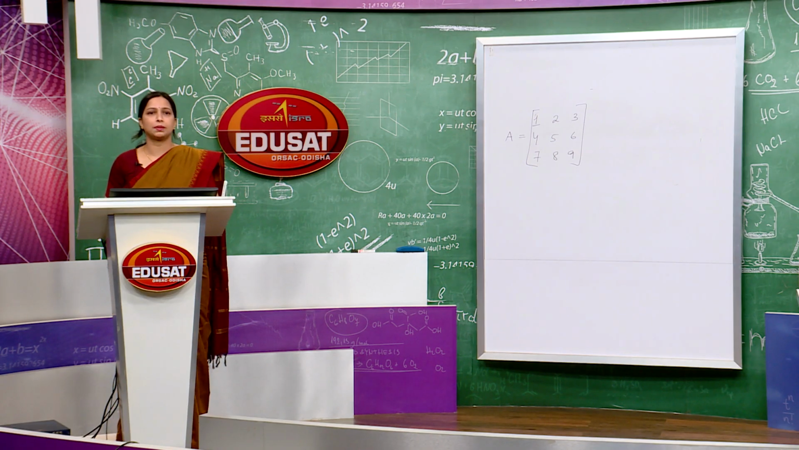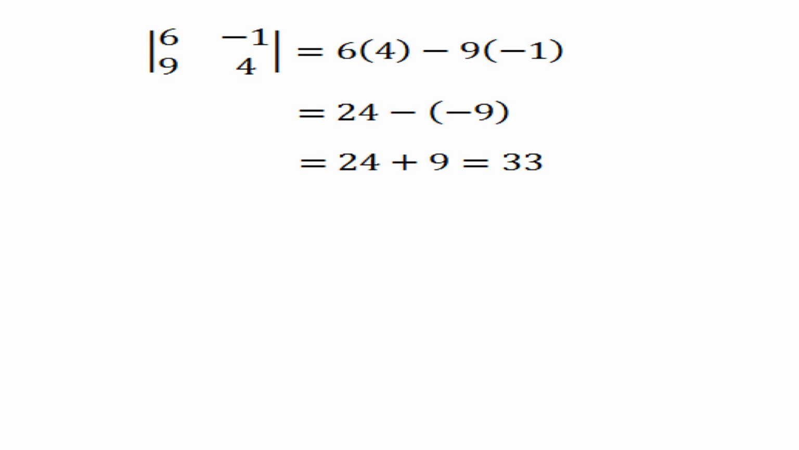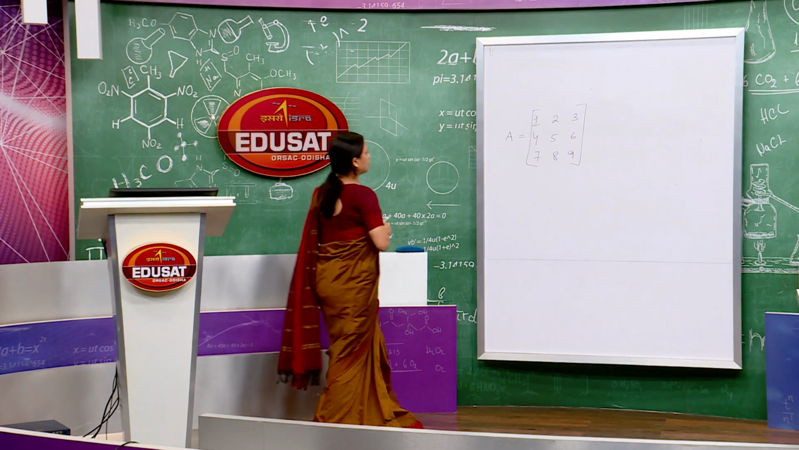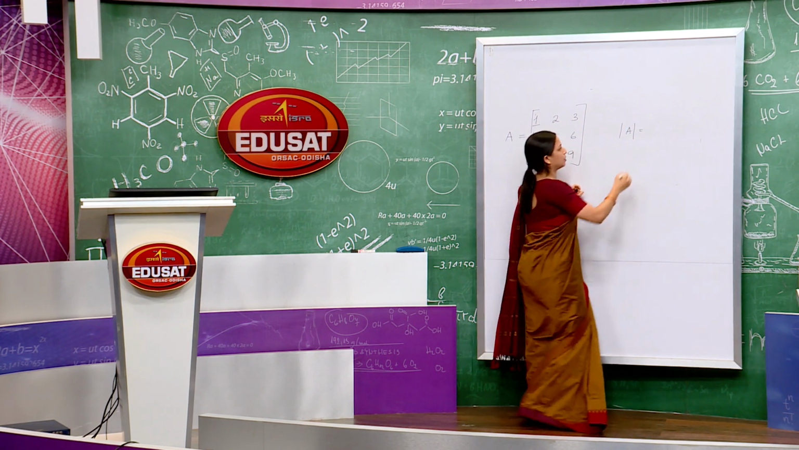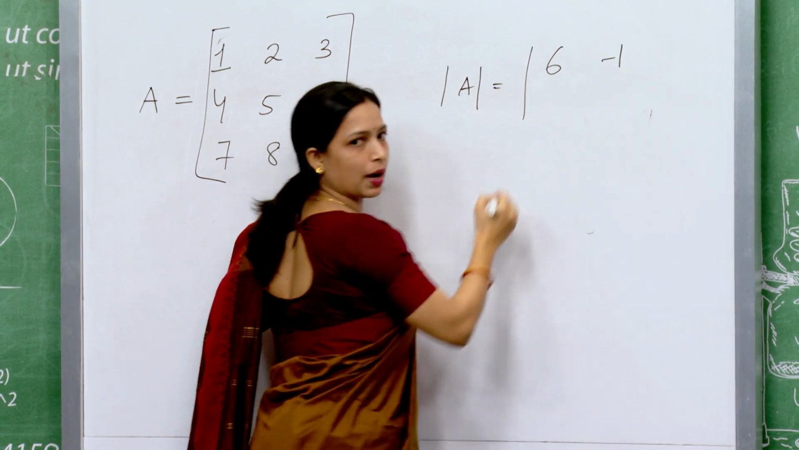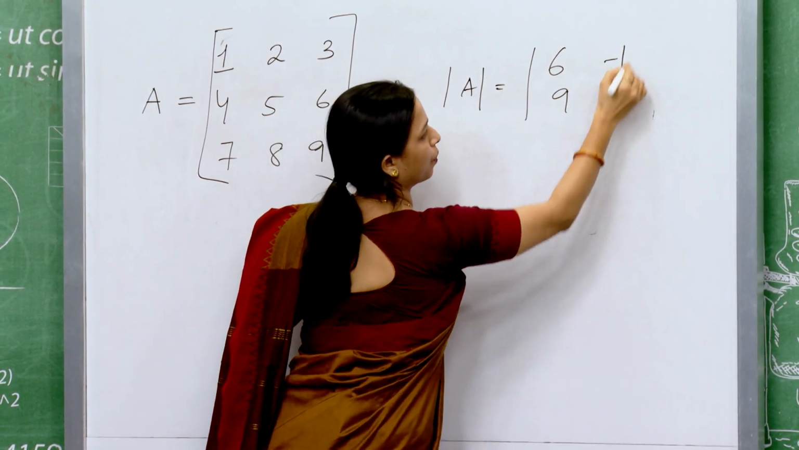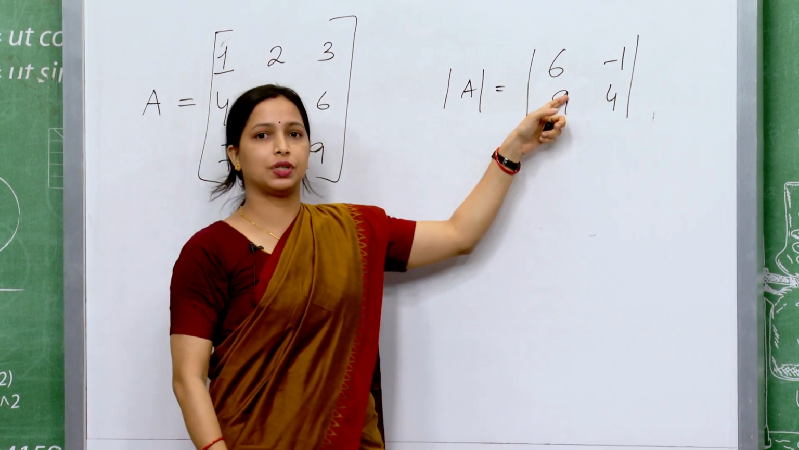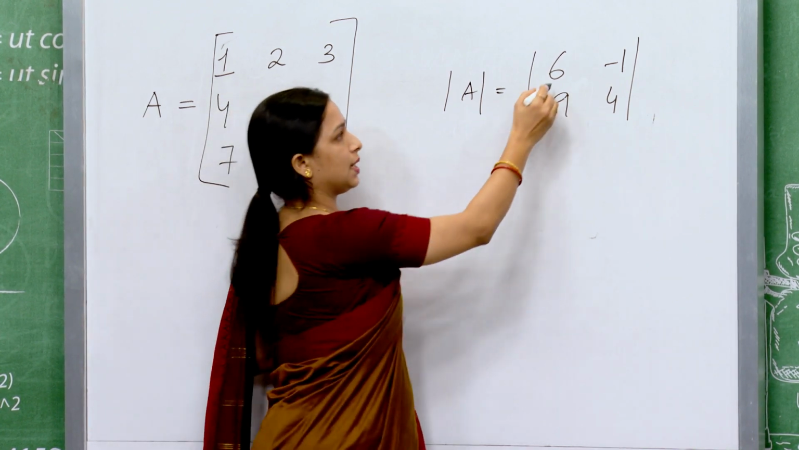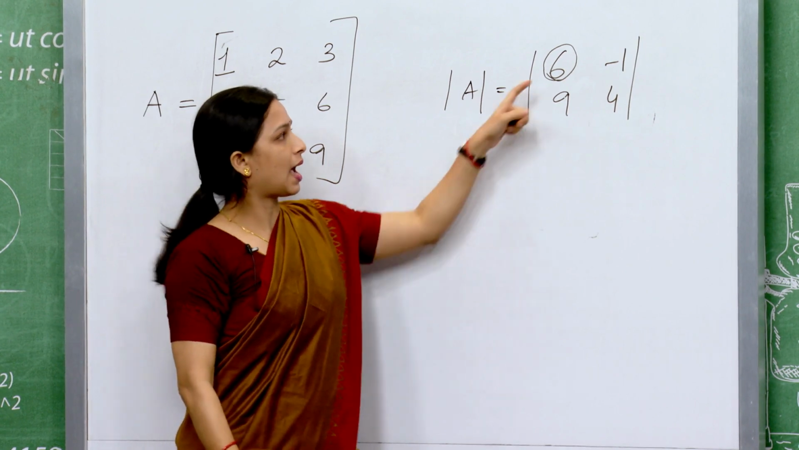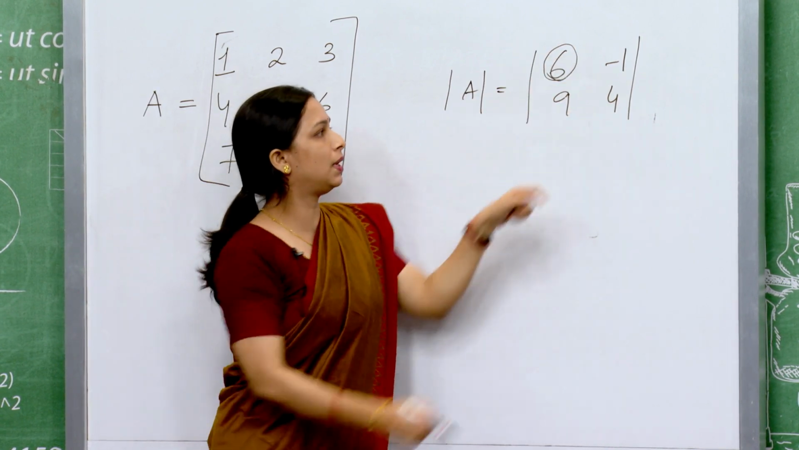Next, I have taken some examples as you can see. This determinant consists of 6, -1, 9 and 4, right. Now how do we find out the determinant? Let us take a look at the blackboard, right. So if I have to find out the value of this determinant, it is written 6, -1, 9 and 4, right. First I have to take the product of the principal diagonal. So how do we know which one is the principal diagonal? We see the first element, right, and its diagonal, they form the principal diagonal elements, right.